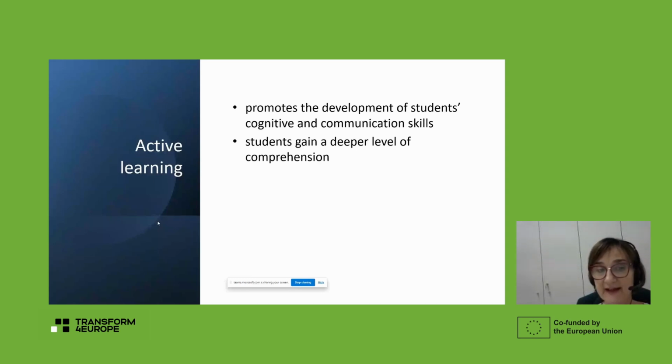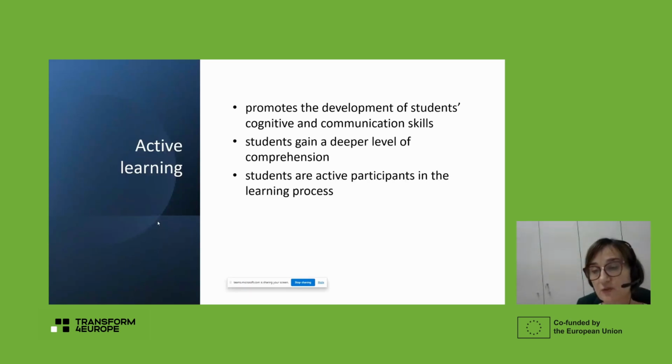The principles of active learning say that students should be active participants in the learning process. So they are not just observers, they are also actors. Again, see, we're using metaphors all the time to understand the process.